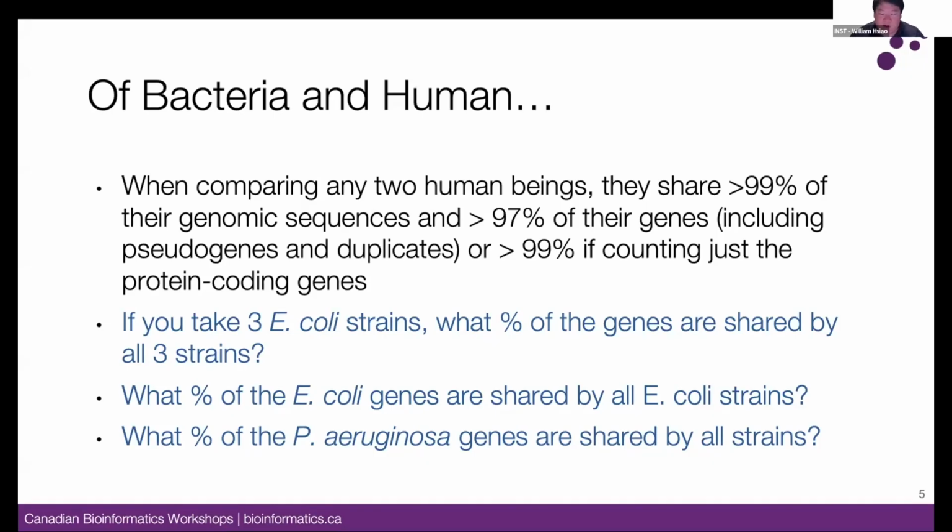So if you did not look ahead of the slide deck, perhaps I can get a few people to input on Slack what their guesses are, and we'll take a look. And also while you're at it, maybe you can guess what percent of the E. coli genes are shared by all E. coli strains. So this is, of course, a rough percentage. And what percentage of the Pseudomonas aeruginosa genes are shared by all the strains?